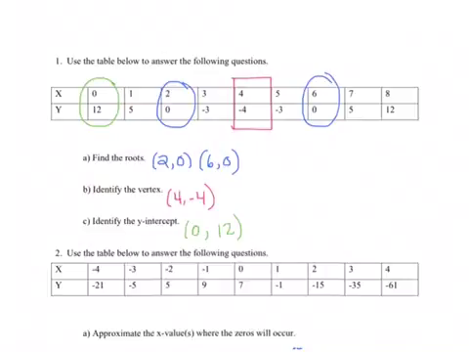Now that was a pretty easy one. So finding the roots, you're looking for where y is 0, or where it has a sign change if it's not as clear as this one. For the vertex, you're looking for a max or a min. And for the y-intercept, you're looking for the value when x is 0.